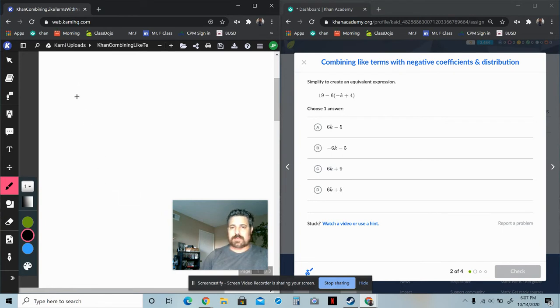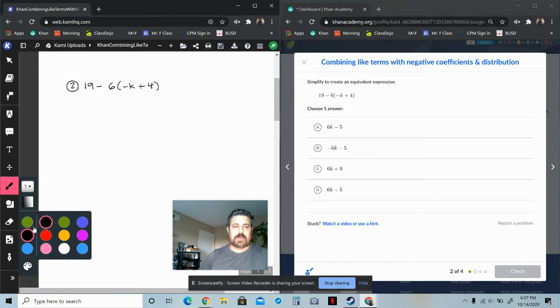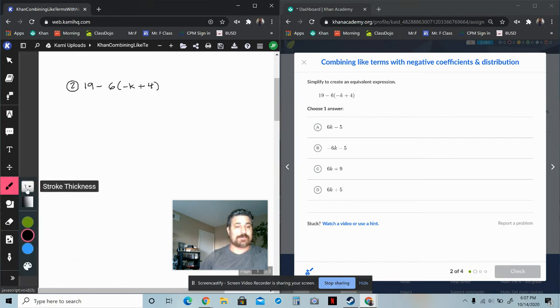So the next one is 19 minus 6 times the quantity of negative k plus 4. Okay? So you're taking away 6 groups of negative k, 1 negative k, and 4 positives. That's what this really means. So you're taking all that away from 19. So in order to figure out what the real values of everything is, we have to distribute to get things broken out of that parentheses and find out how many of the things we actually have.